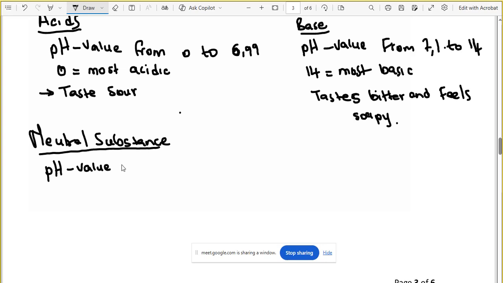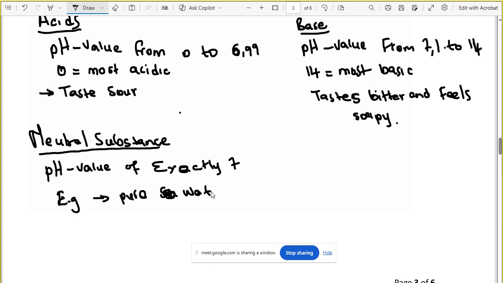7. High five. Well done. So the pH value should be exactly 7. For example, if you have pure water, it's an example of a neutral substance.